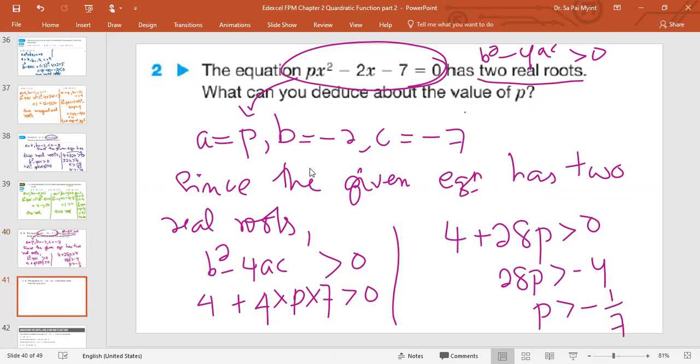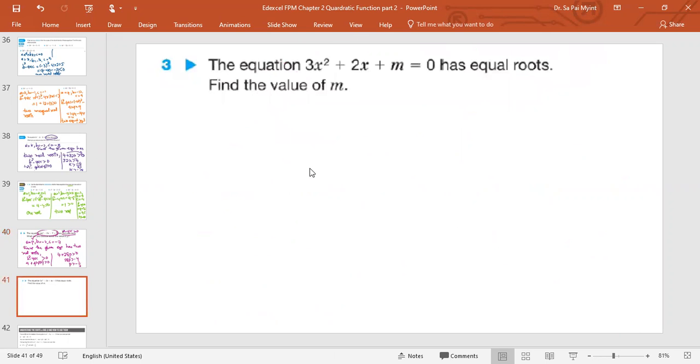Okay. And number 3. What is the question? The equation 3x squared minus 2x plus equal to 0.